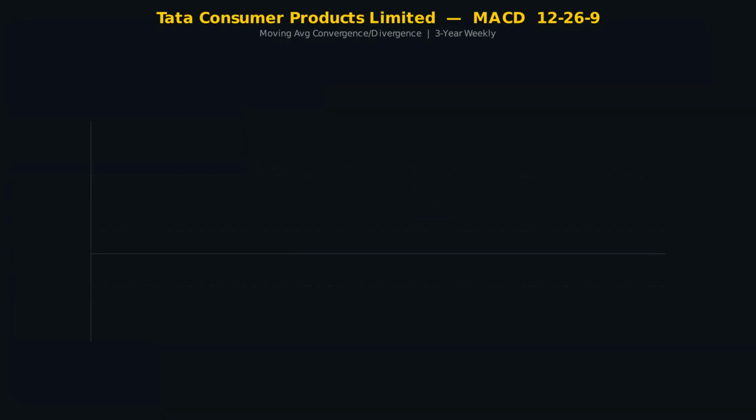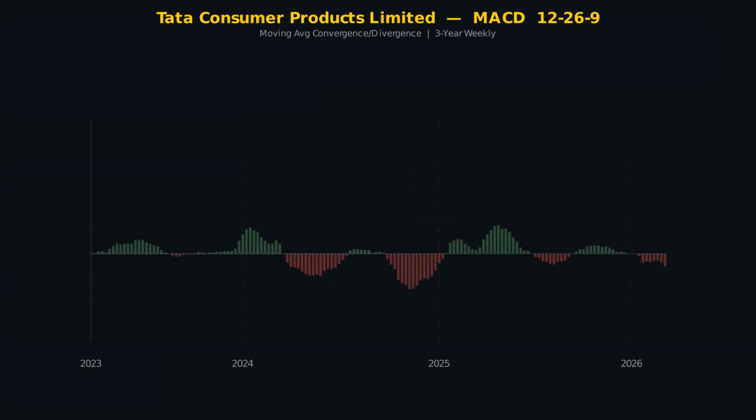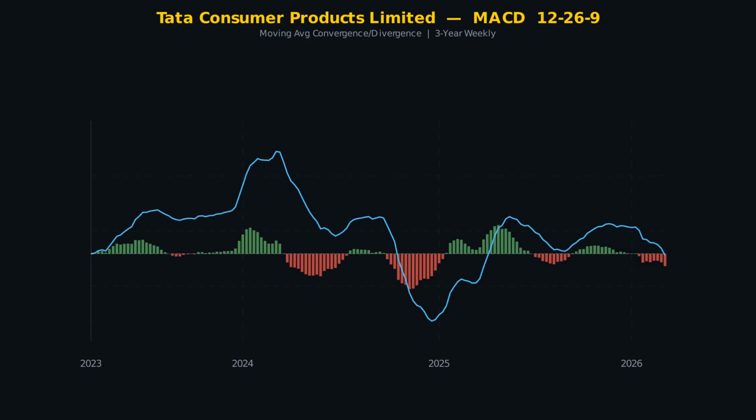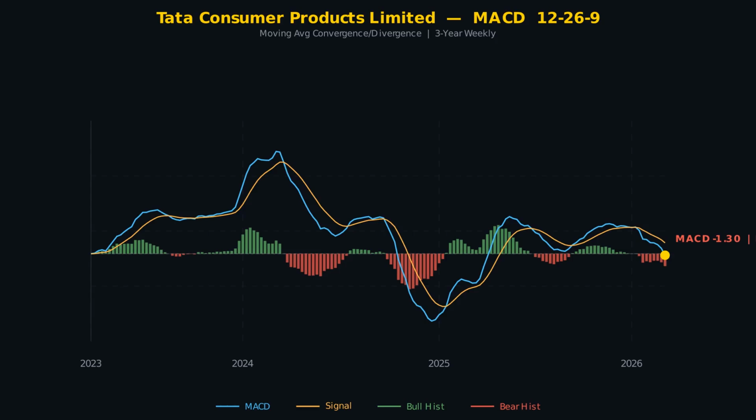Here is the MACD chart for Tata Consumer Products Limited. Green bars mean MACD is above signal, bullish momentum. Red bars mean bearish momentum. Currently, the histogram is expanding. The MACD line is below the signal line. Bearish pressure is present. The MACD value is -1.3.